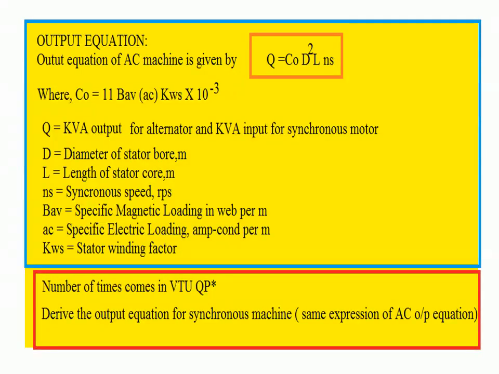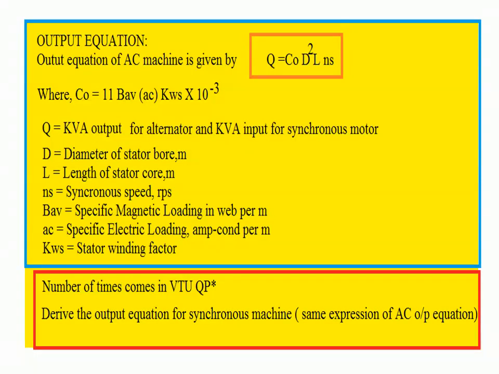Next, one very important design equation is required. The output equation of a synchronous machine is the same as the output equation of an AC machine. You already derived it, maybe in induction machines. We have seen that same derivation, you practice. If it comes in this model also, you write the same answer. So output equation Q equal to C naught D square L NS, where Q is the kVA output for an alternator and kVA input for a synchronous motor. Last time we took the input.